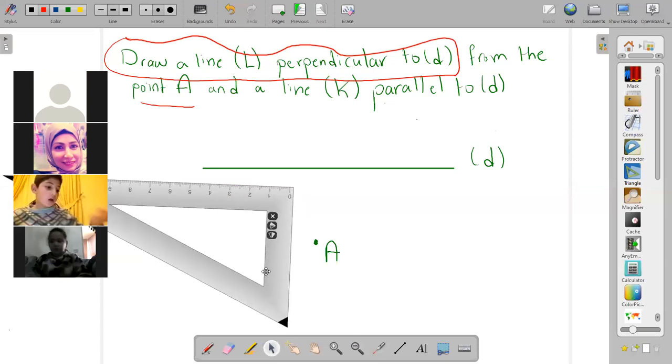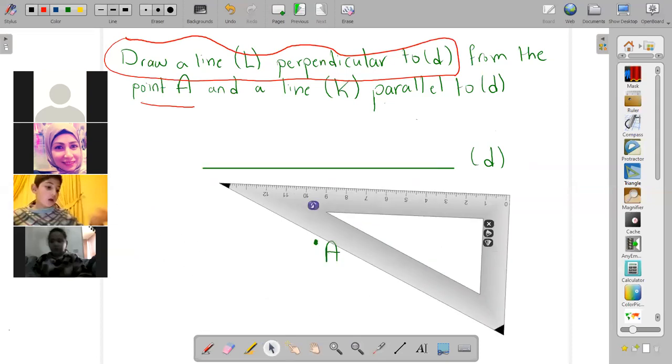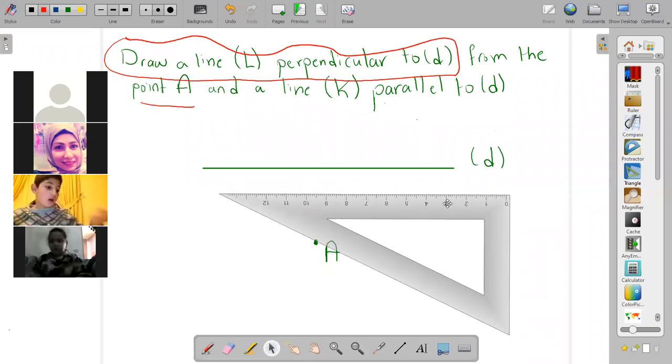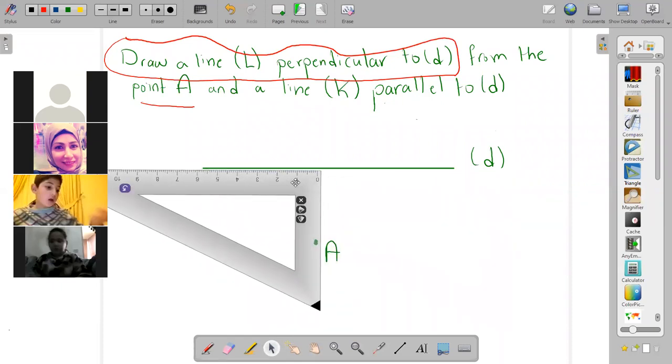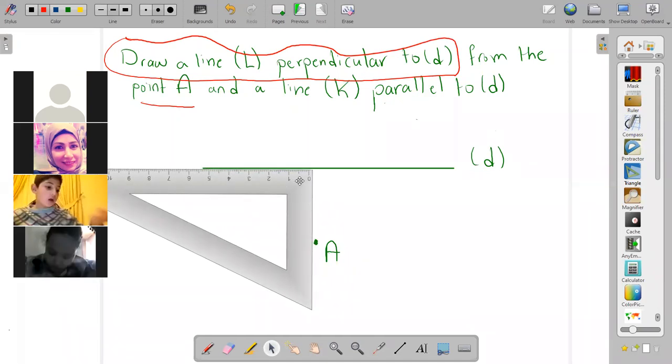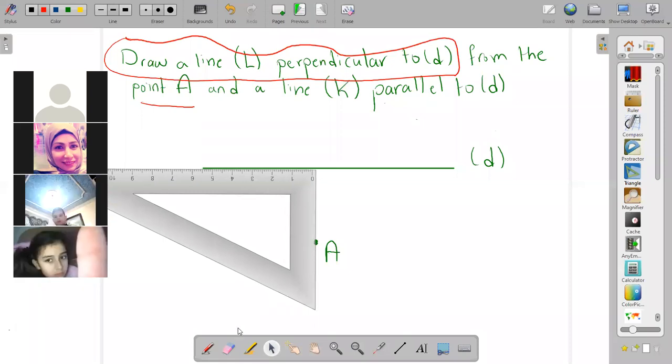Flip the set square. Did you see the right angle? The right angle has to be on the line D. Make sure that the right angle is on the line D. Miss, I measured it with my ruler on the screen. It was 7.8. Yeah, draw the perpendicular line. This is the perpendicular line. Is it clear?